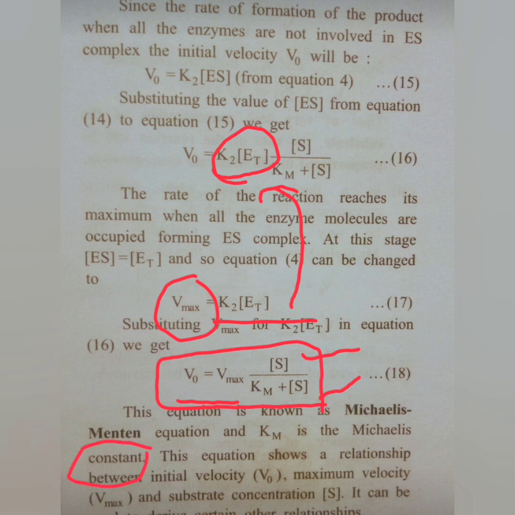So this equation shows a relationship between the initial velocity and the maximum velocity as well as the substrate concentration. And from this equation, we can derive certain other relationships. So this is the Michaelis-Menten equation, and it's very, very important for you to know, and you have to learn by heart these different steps of derivation, how you will derive this equation.